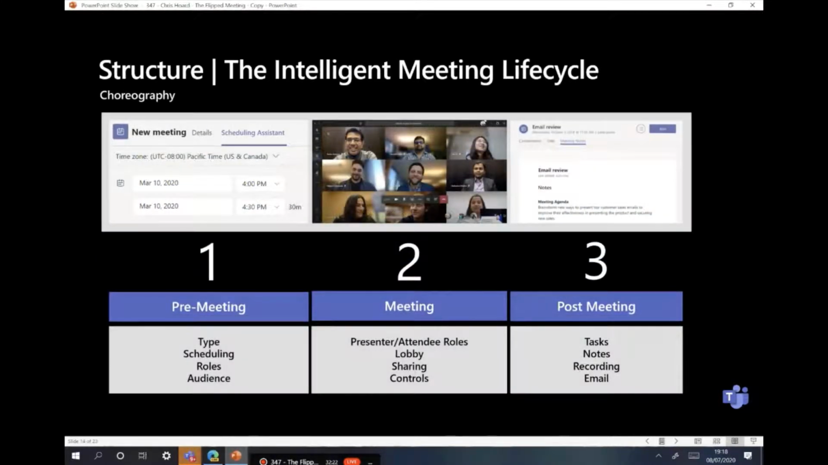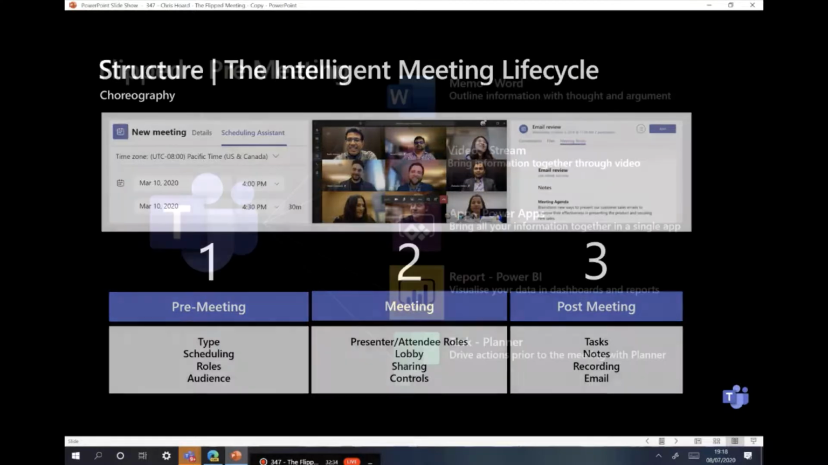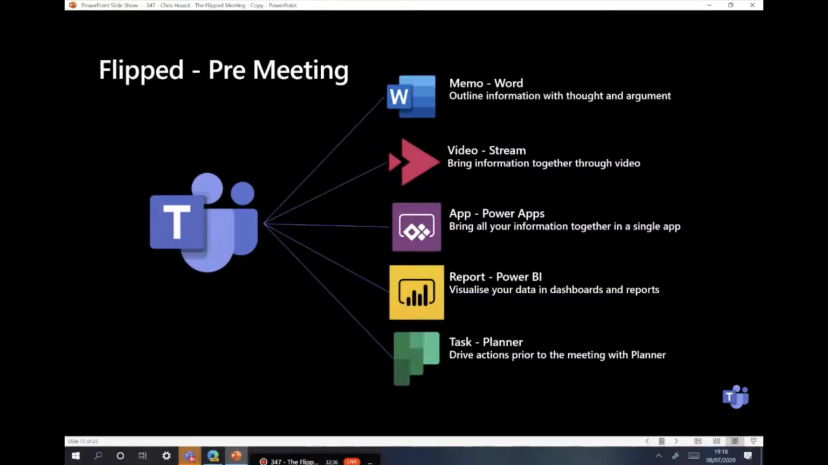So how does this all fit into the intelligent meeting lifecycle? How does it fit into the choreography? This is again where Teams is the perfect tool. So when we think about this idea of flipping in the meeting, there are many things that we can do in the pre-meeting to be able to get the information that we want attendees to know prior to that meeting.